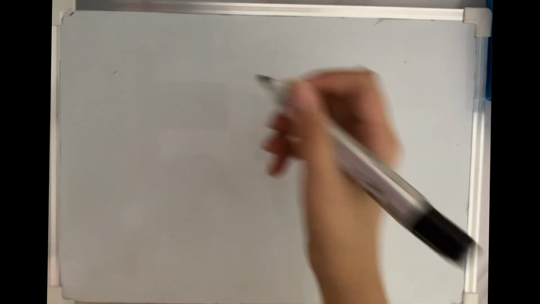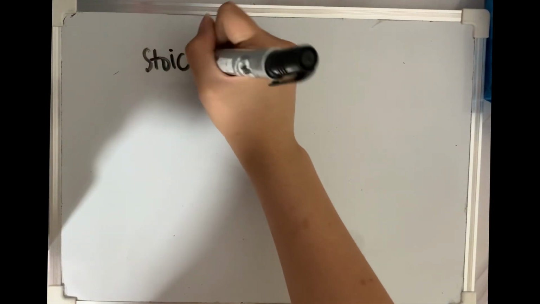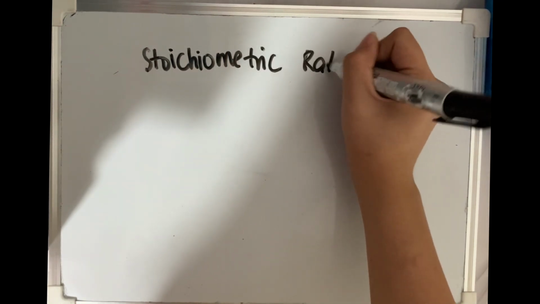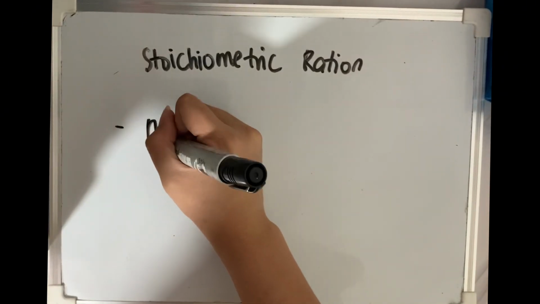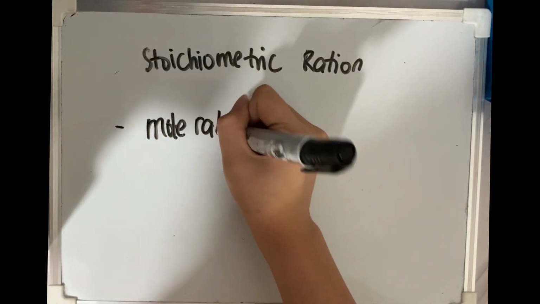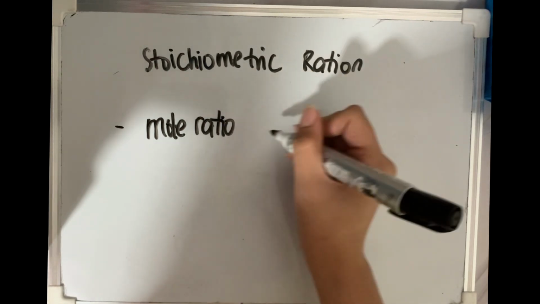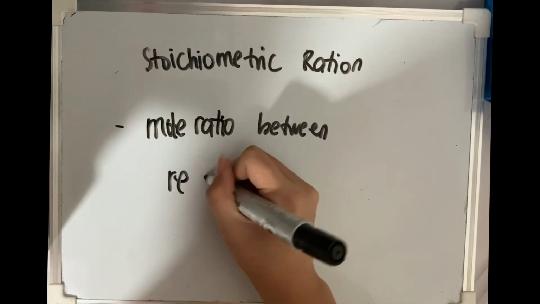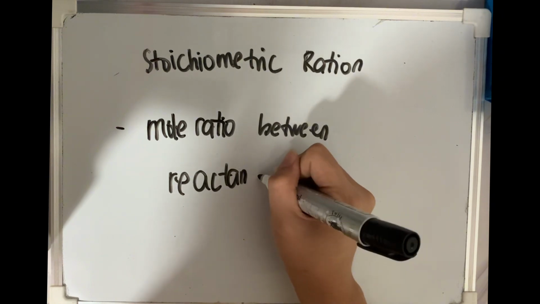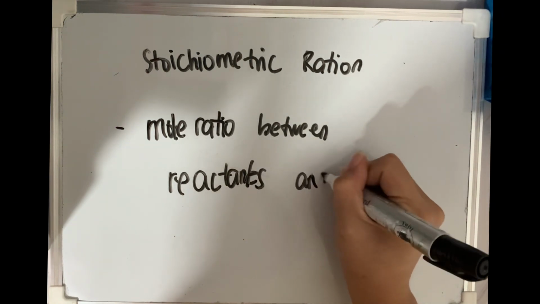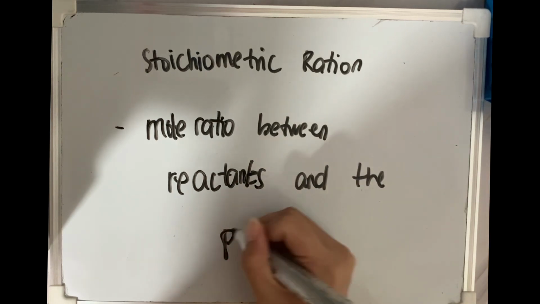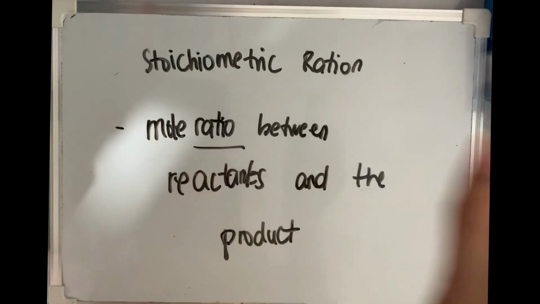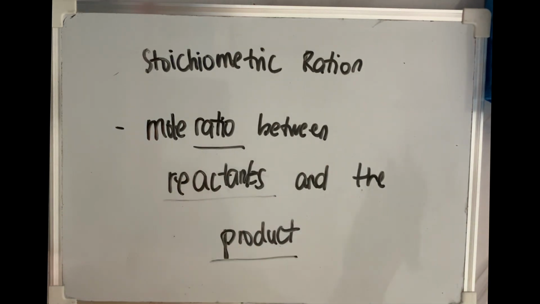However, there would be confusions in getting the stoichiometric ratio. So all you need to remember is that it is a mole ratio between the reactants and the product in a given reaction. So remember, it is just a ratio of the reactants and products in a given equation.